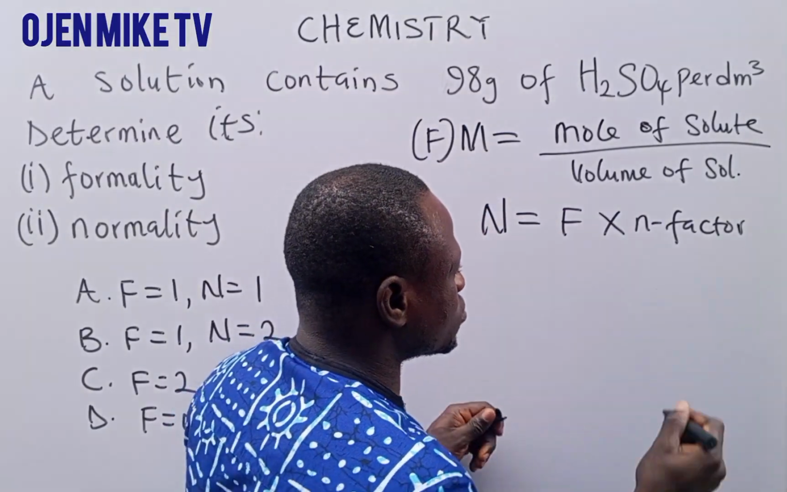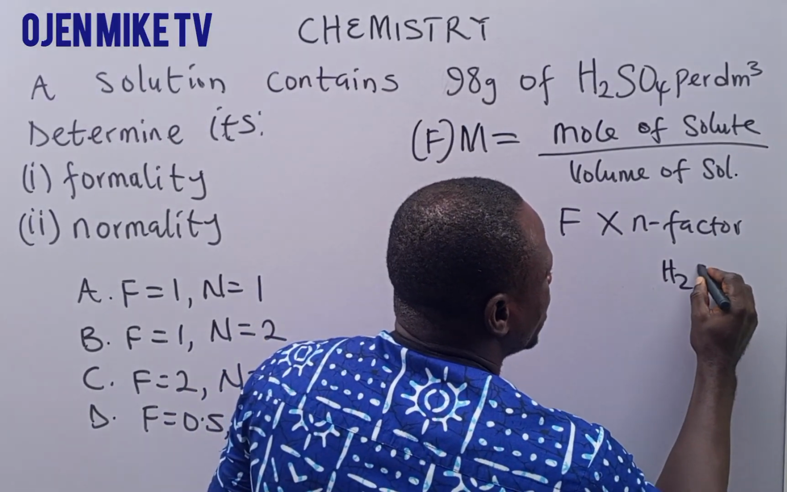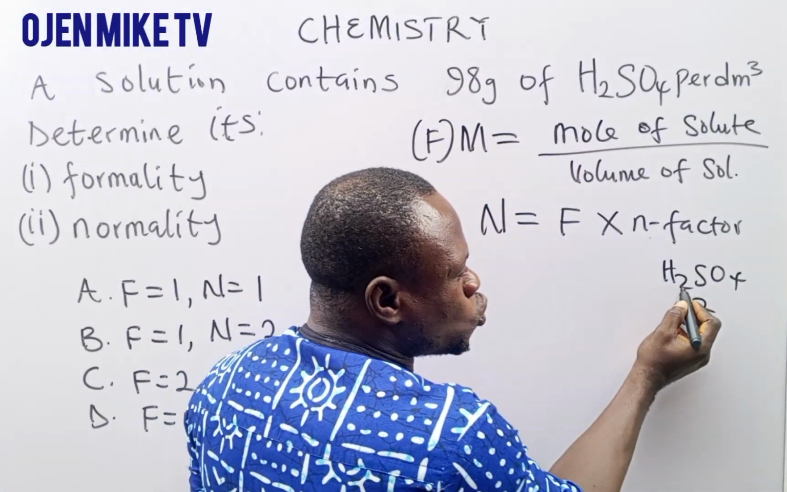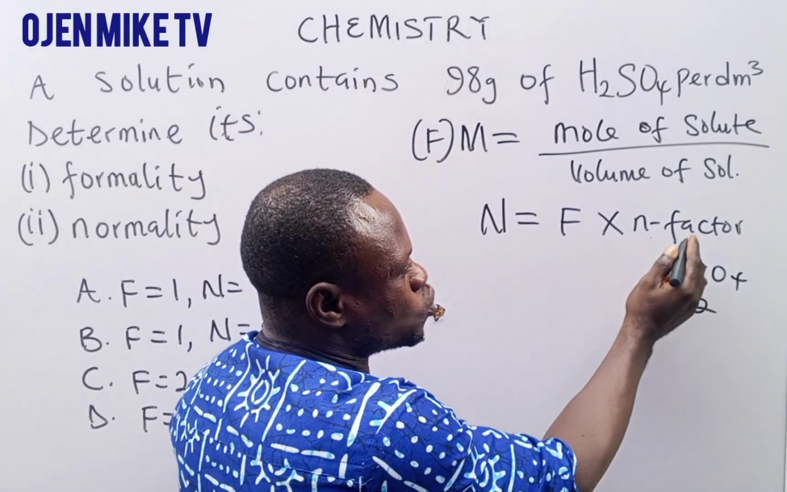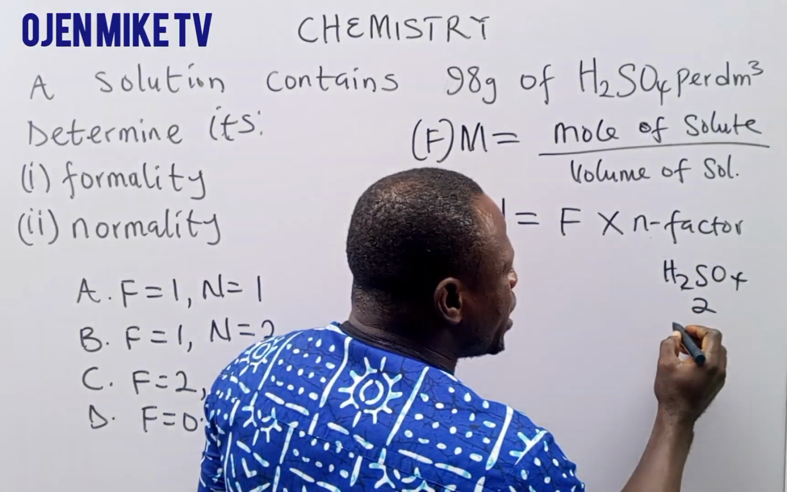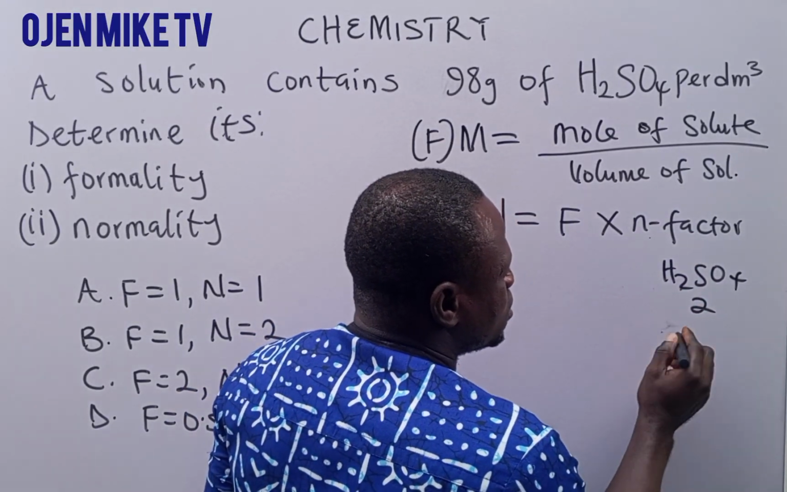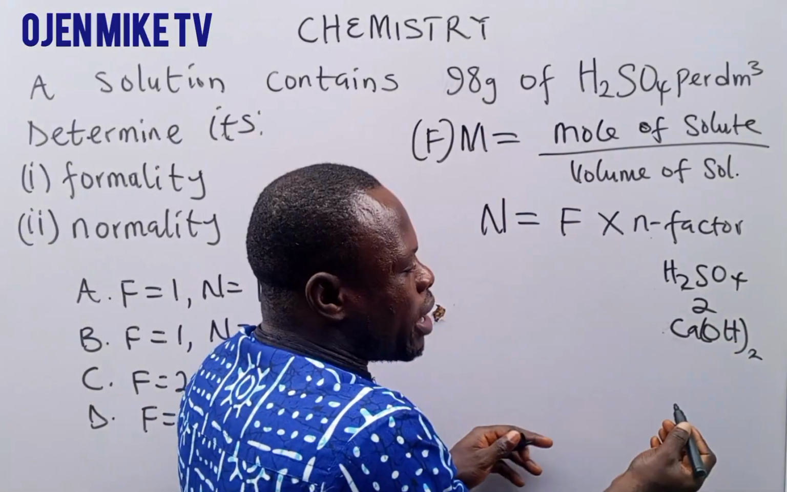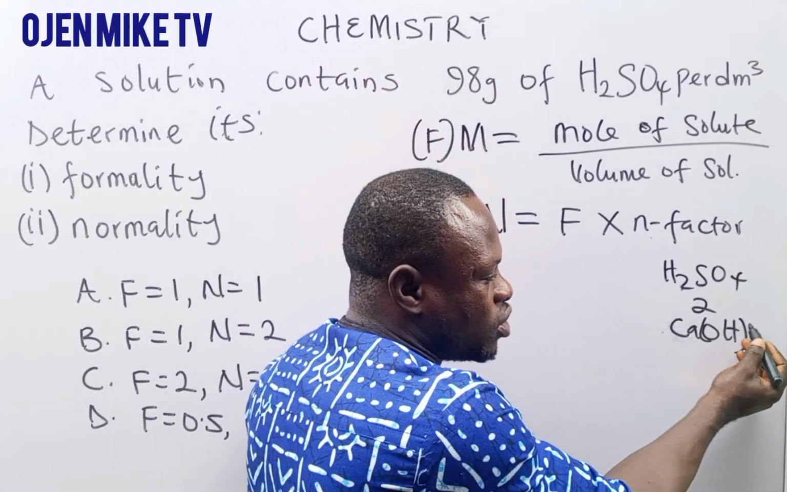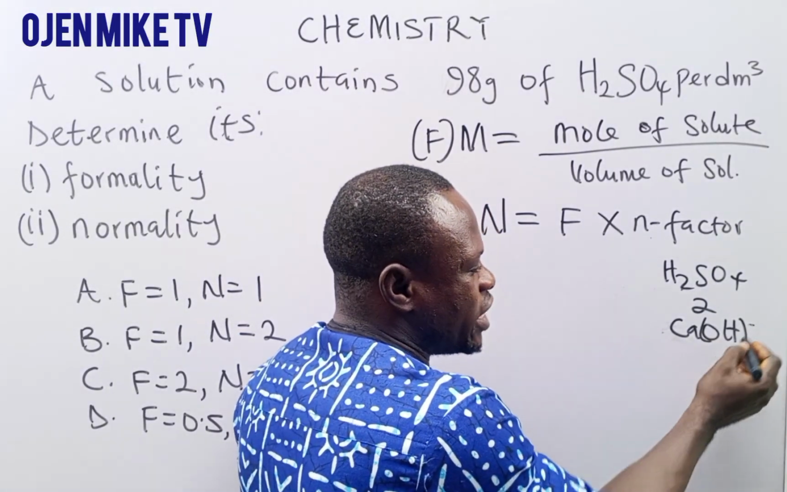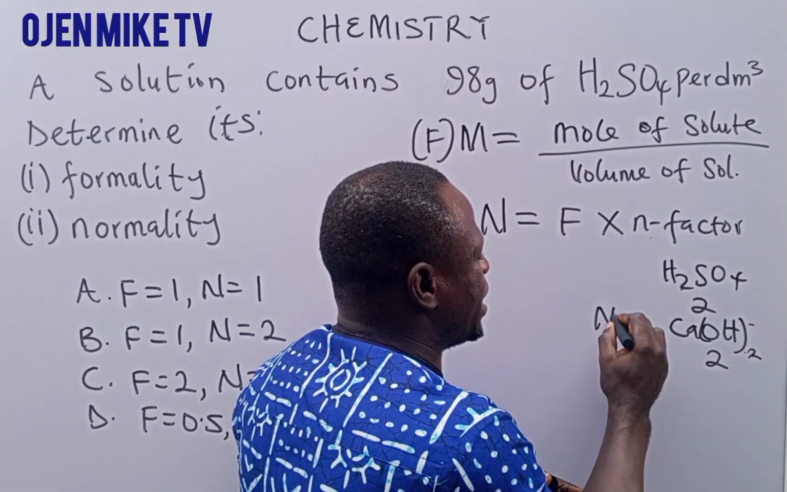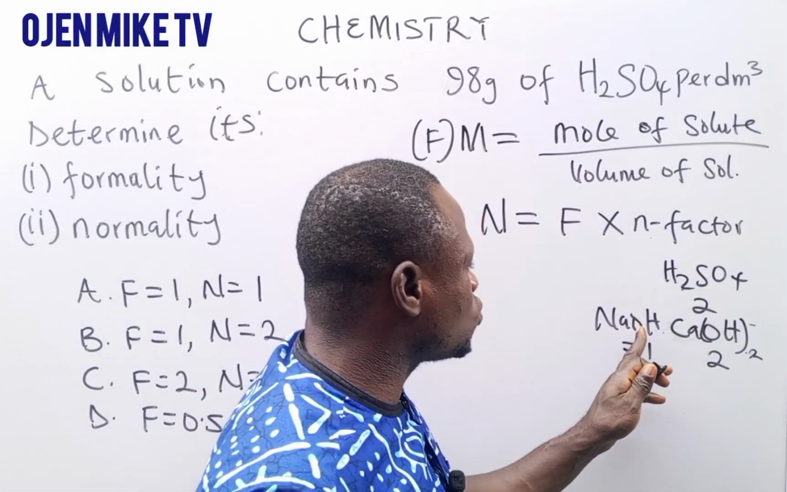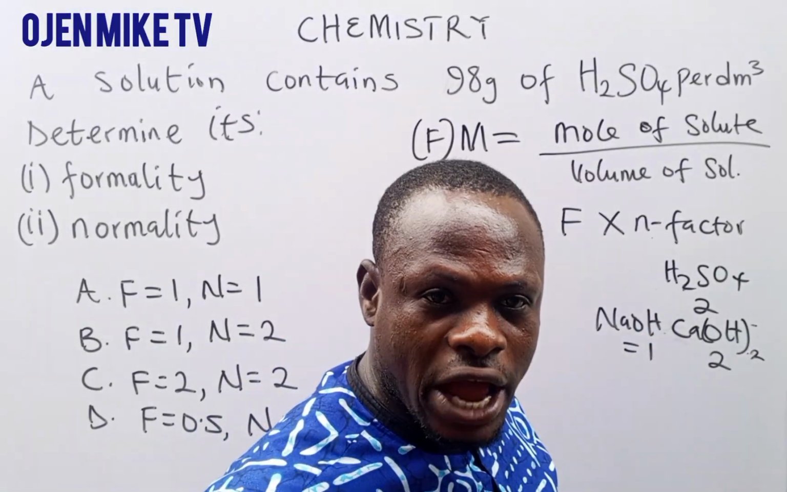Now, for instance, H2SO4. The n factor here will be 2, because the total number of replaceable hydrogen ions here is 2. For a base, let's just say Ca(OH)2. This is a base. The total number of hydroxyl ions here is 2. If you have something like NaOH, the n factor will be 1, because we have only one hydroxyl ion. Are you following?